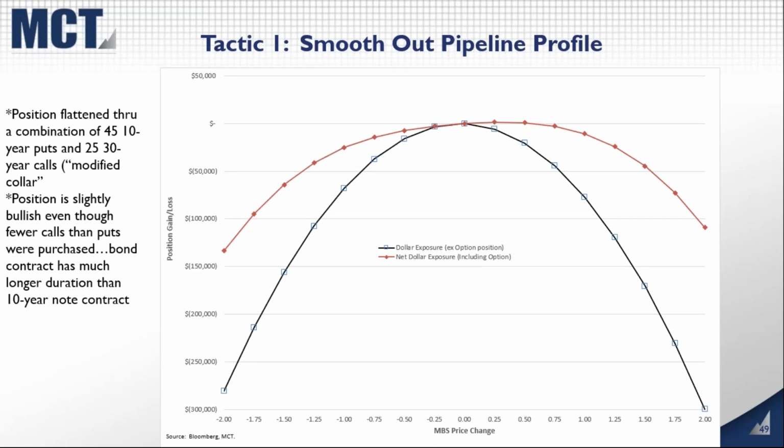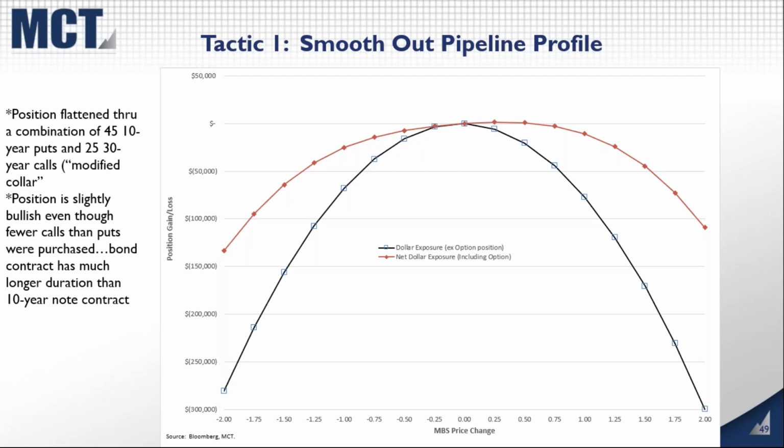The blue line or the black line is the normal profile. It's a little bit squashed, it's a little bit exaggerated, but you can get a sense of what's going on. Versus while you do have a frown profile, including the option collar, it's much flatter. And it's also a slightly bullish profile because in this particular case, which I borrowed from an old record, the client was long 45 10-year puts and 25 30-year calls. So you had something of a modified collar, if you will.